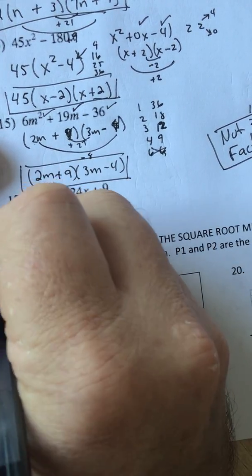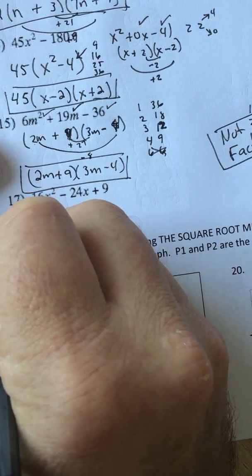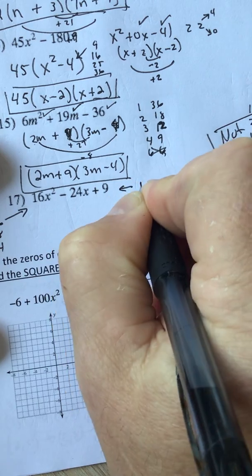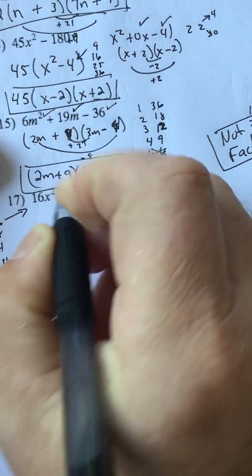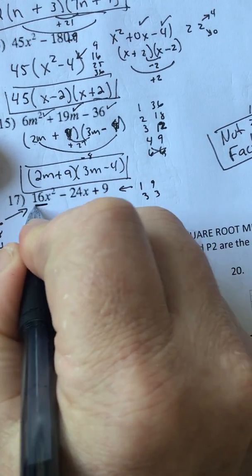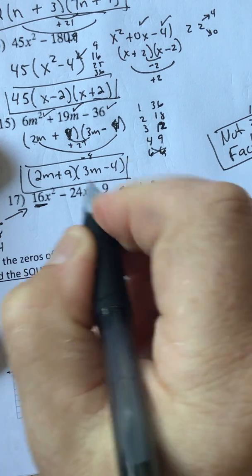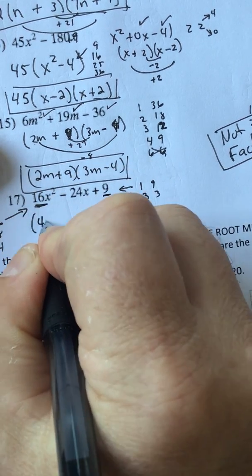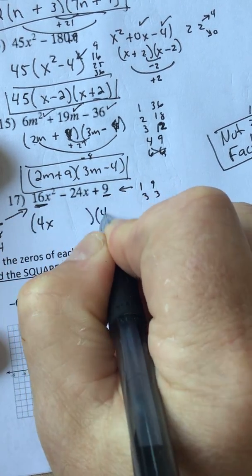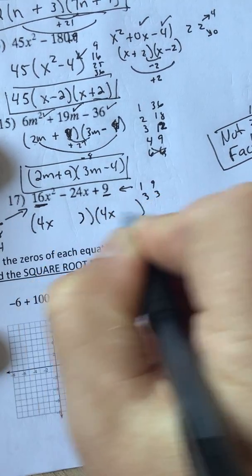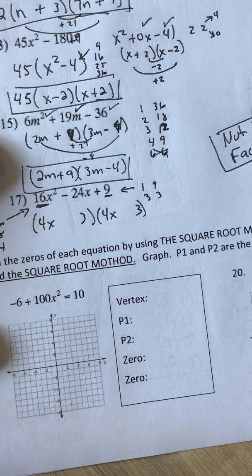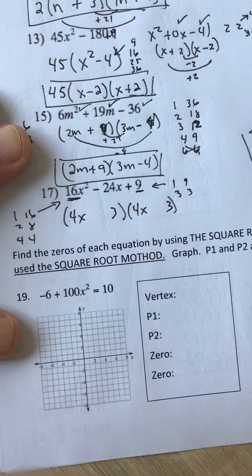Okay, 17. 1 and 16, 2 and 8, 4 and 4 versus 1 and 9, 3 and 3. Now, I see a perfect square there and a perfect square there. When I see that, I always try those first. 4x, 4x, and then 3 and 3. That sometimes is a good clue if they're both perfect squares.